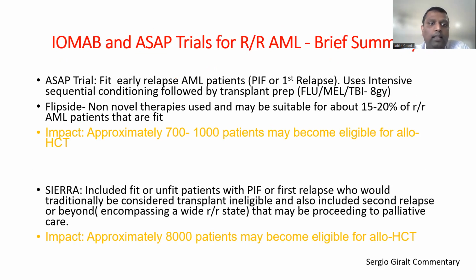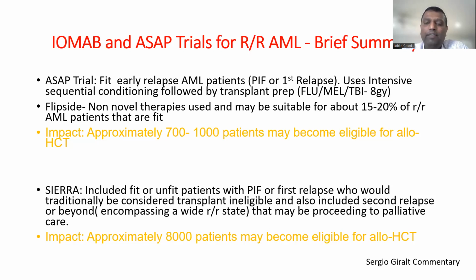The ASAP trial was predominantly looking into fit early relapse patients, that was primary induction failure or first relapse. It uses intensive sequential conditioning chemotherapy, rather, followed by a transplant preparation regimen, which is Flu/Mel, TBI, and an 8-way. The flip side to that is none of the novel therapies that we use to treat relapsed refractory leukemia was allowed. So you can argue maybe that's not suitable for practicing in the United States.